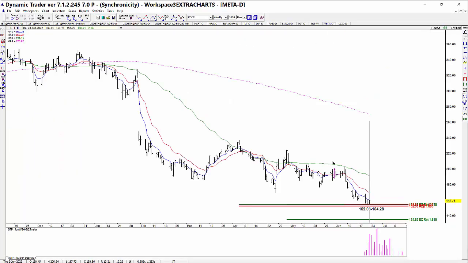Now this is definitely counter trend, but in Meta, we have a cluster but it is a counter trend buy. Comes in at 152.03 to 154.28.